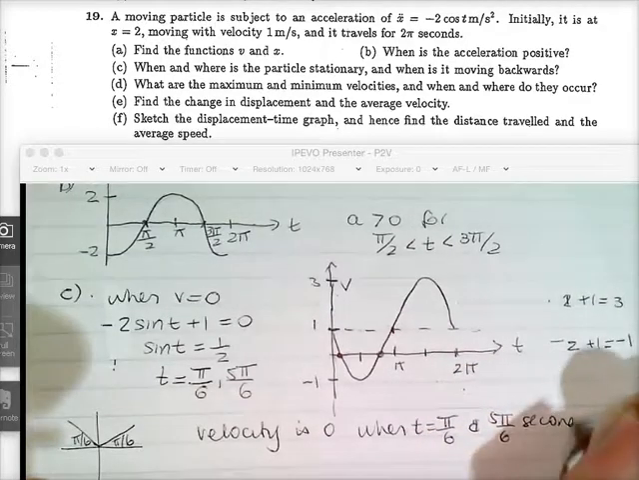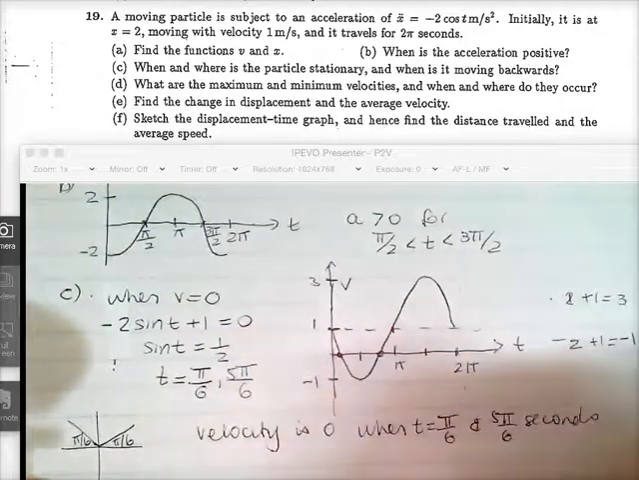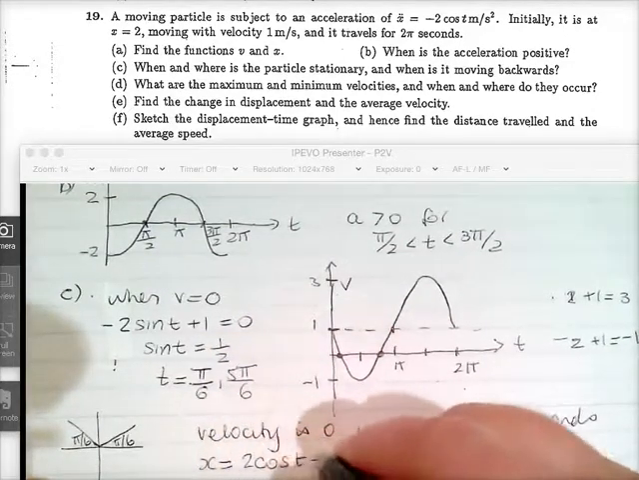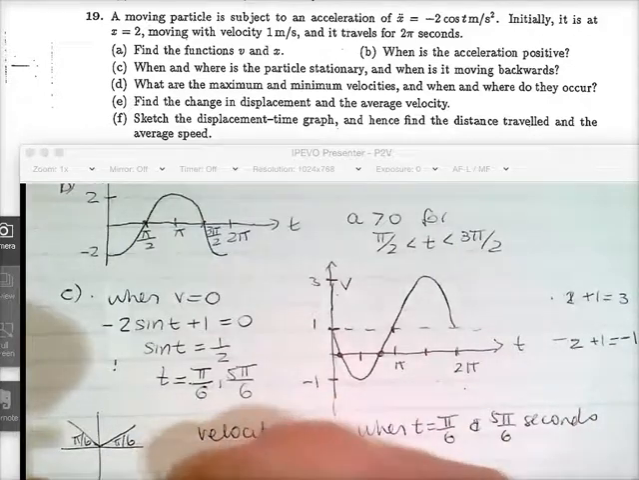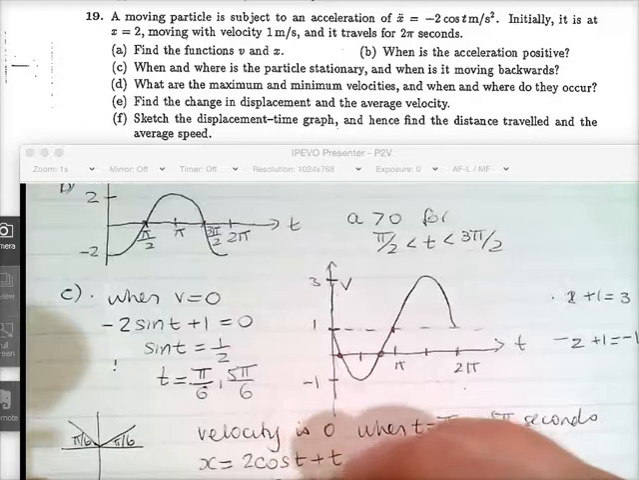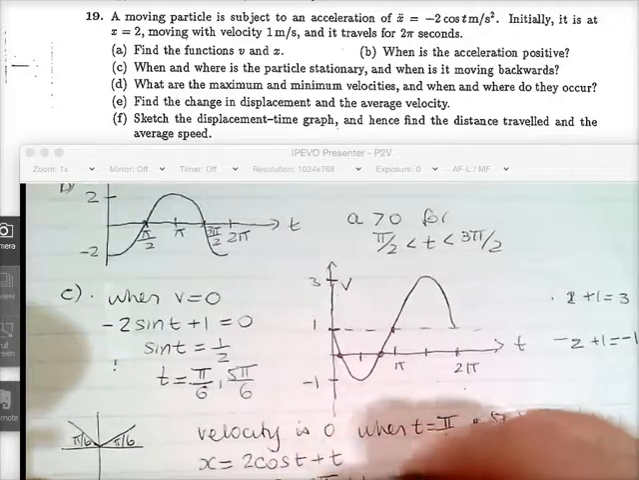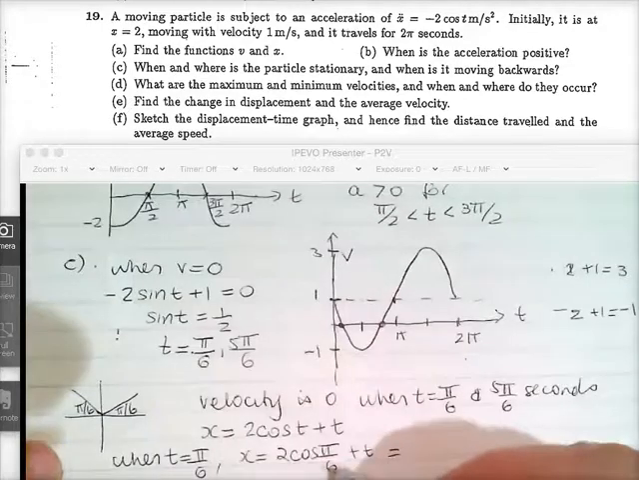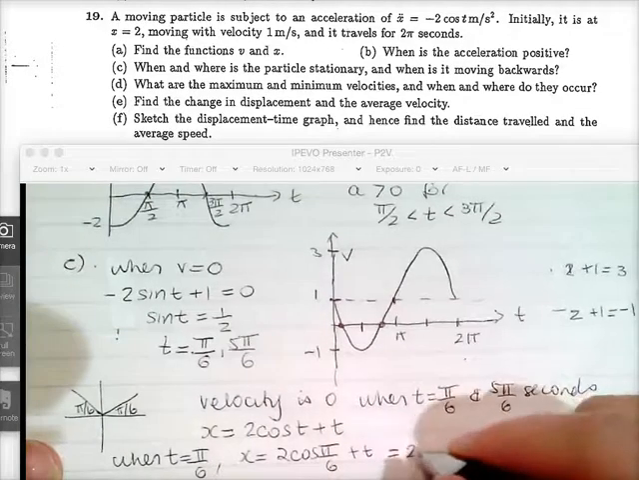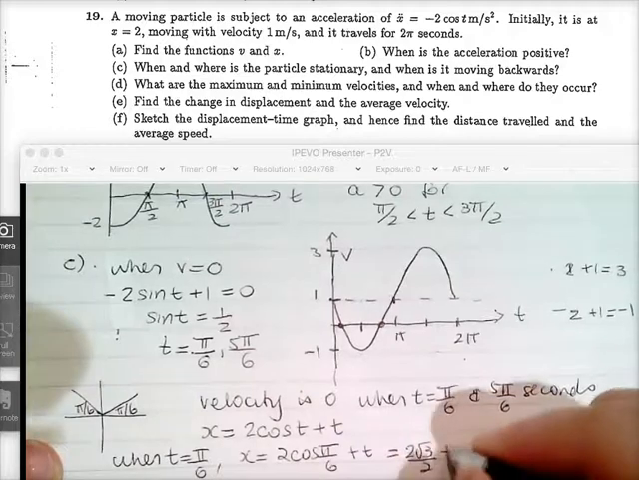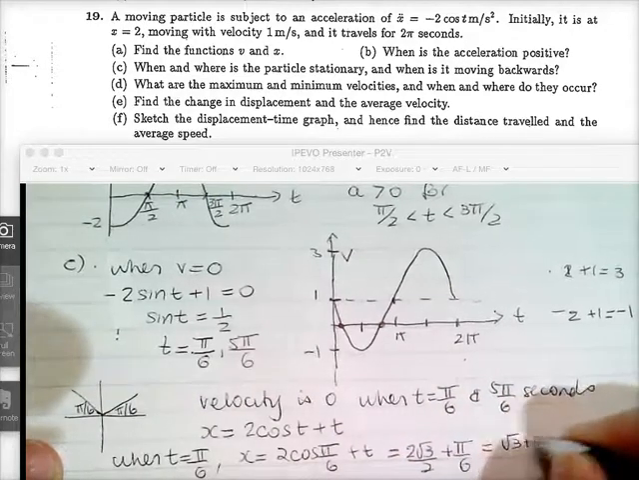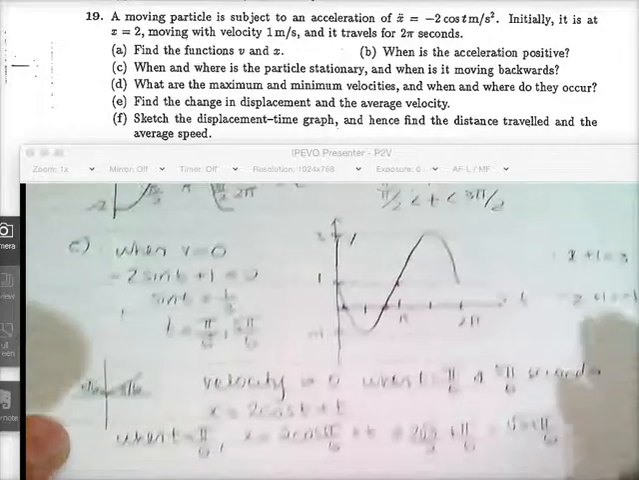Now, where is the particle? So I'm going to substitute. We've got x equals 2 cos t plus t. So when t equals pi on 6, x is 2 cos pi on 6 plus pi on 6. Now the cos of pi on 6, that's cos 30, is root 3 on 2. So it's 2 root 3 on 2 plus pi on 6, which is root 3 plus pi on 6. So that's where it is.